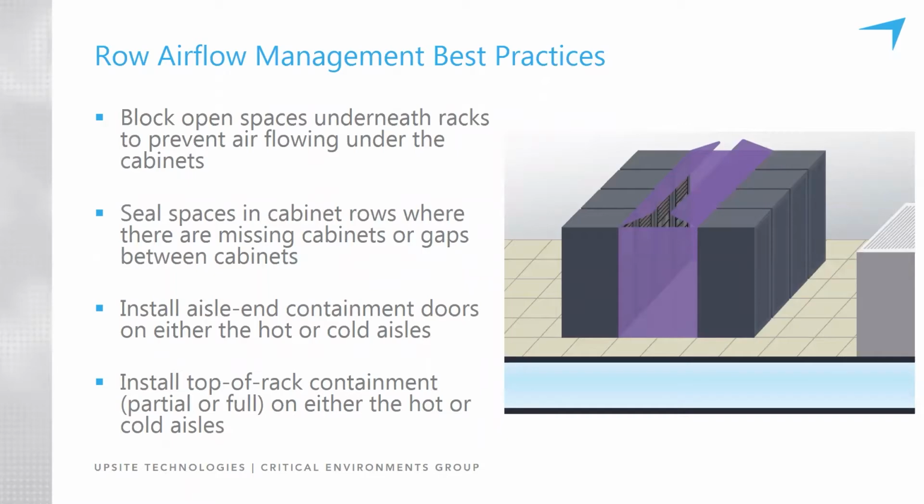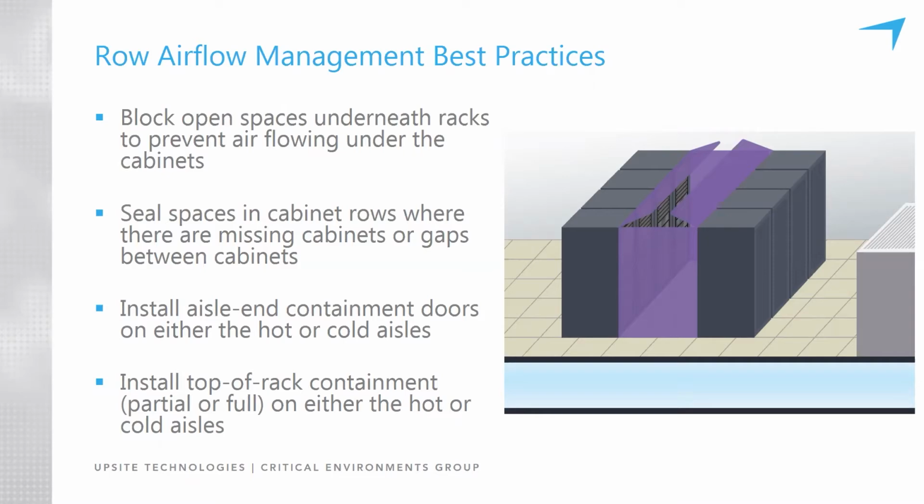So these 4 bullets represent the key best practices for row or aisle level airflow management. We'll get into much greater detail on each of these on some of the subsequent slides, but I wanted to do a quick overview right now. So the first thing is blocking off open spaces under the racks.